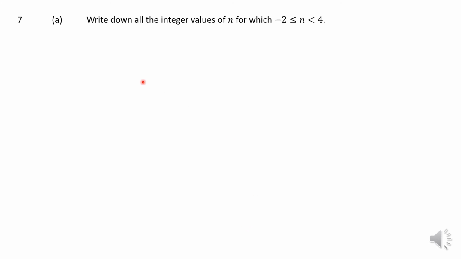Right, question 7. Write down all the integer values, integers, positive whole numbers, negative whole numbers, including 0, that will make this particular inequality true. Well, you can make a number line, but you should know it should be -2, -1, 0, 1, 2, and 3. But 4 is not included because that inequality sign does not have an 'or equal to' there.